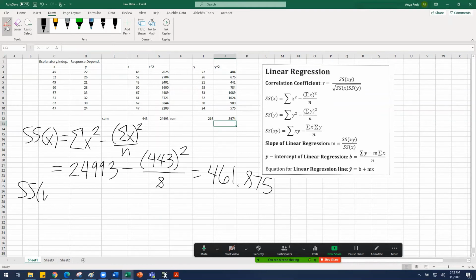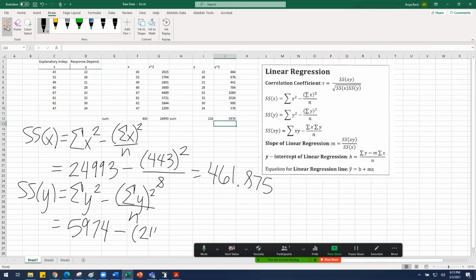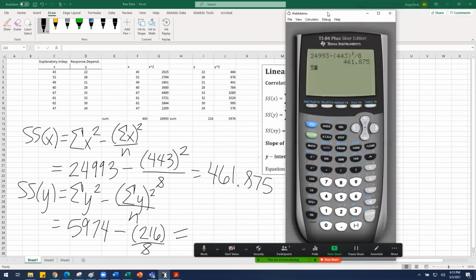So SSY, the sum of y squared minus the sum of y, squared, all divided by n. So it's 5974 minus 216 squared. We still have 8 numbers. Plug that into the calculator. You get 142.